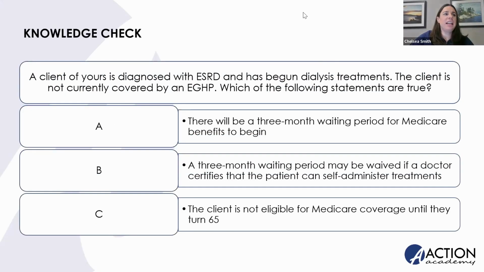So a client of yours is diagnosed with ESRD and has begun dialysis treatments. The client is not currently covered by an employer group health plan. Which of the following statements are true? Alrighty, so if you answered A and B, you are correct. There will be a 3-month waiting period for Medicare to start covering things unless a doctor signs a notice saying that you meet those other 2 qualifications, or if that 3-month waiting period can be waived due to that self-administration of treatments, right?